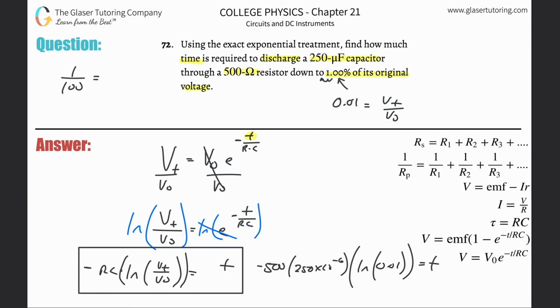So negative 500 times 250 times 10 to the minus 6th, multiplied by the natural log of 0.01. And notice it comes out positive, 0.576 seconds. That's how much time.